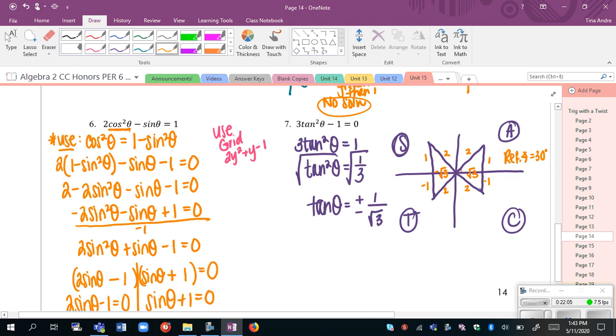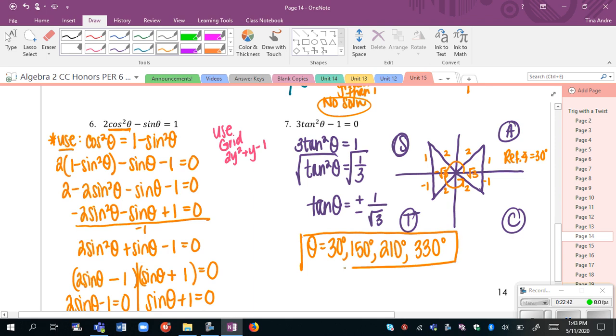I feel like I don't have enough space to label my reference angle, so I'm just labeling it here instead. So my first quadrant, I get 30 degrees with my reference angle of 30. Second quadrant, 180 minus the 30 is going to be 150. Third quadrant, 180 plus the 30, we're going to have 210. And then this fourth quadrant here, all the way around, it's going to be 360 minus the 30, so 330. So there are my 4 solutions for this problem.